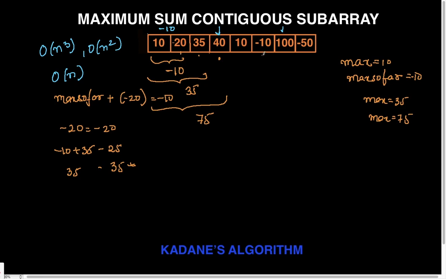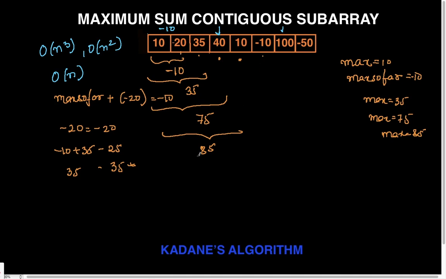Now what we do is we come here at 10. Now at 10, again we do 75 plus 10, that's going to give me 85. So now my max so far, which is still 10, gives me 85, and that is also going to update this max to 85, right? Now we again proceed further.